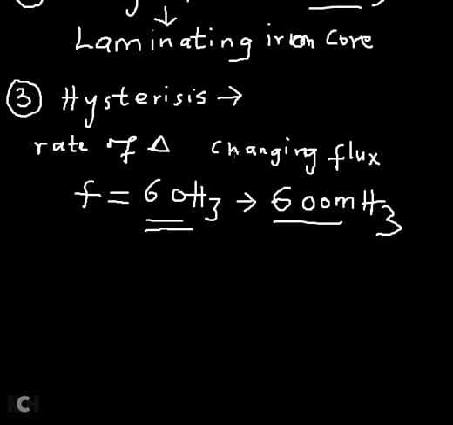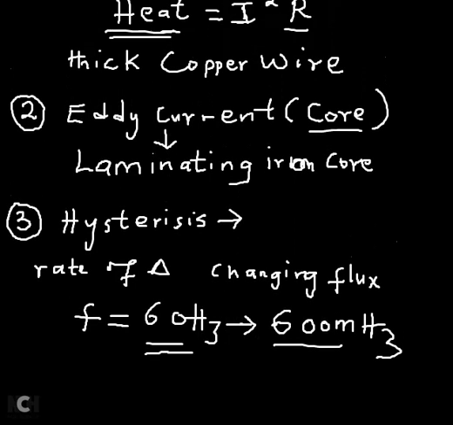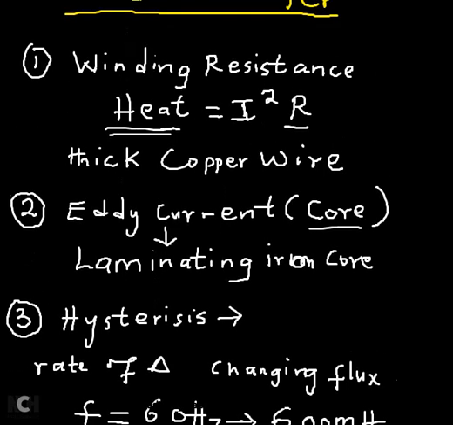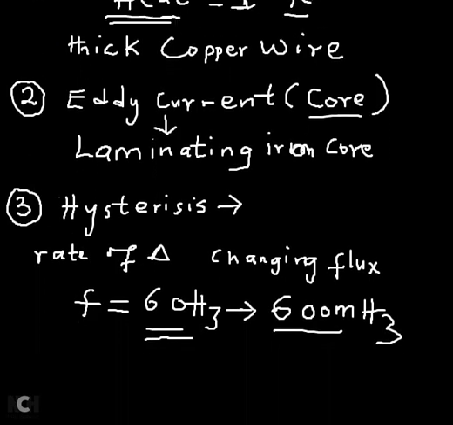So if the core of the transformer is not designed to be able to handle this change in flux, then definitely there are going to be losses, and those losses are known as hysteresis losses, due to the rate of change in flux. If the core of the transformer doesn't change as fast as the input signal, there are going to be losses. There are other losses, but these are the major losses in a transformer.